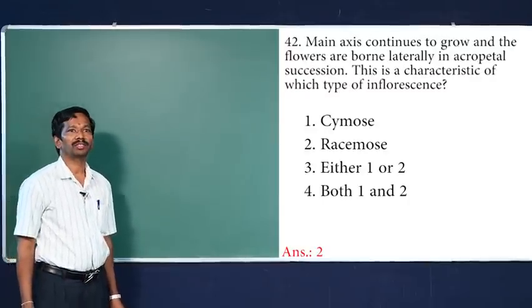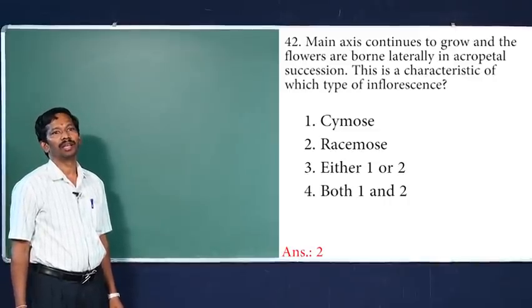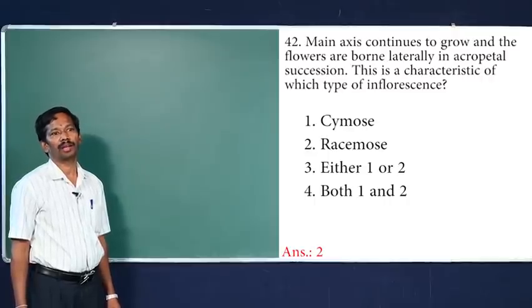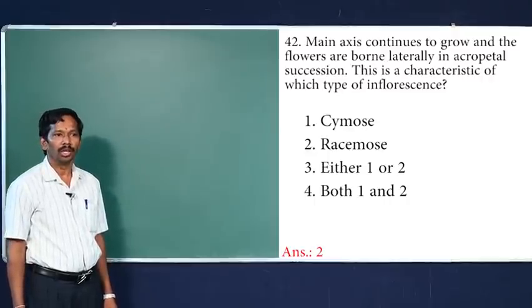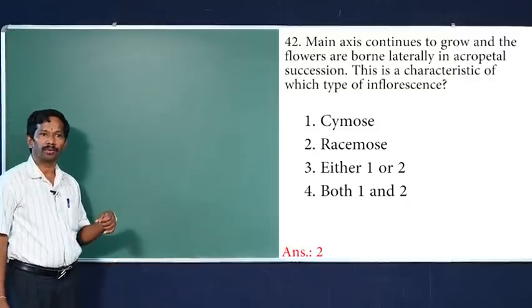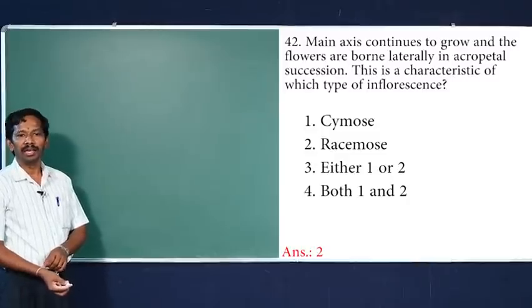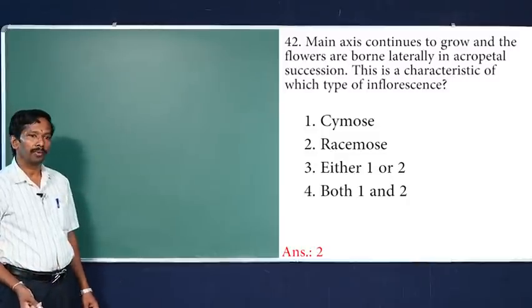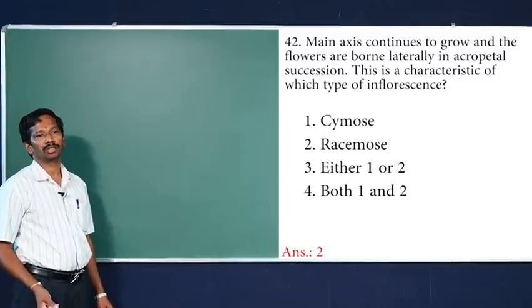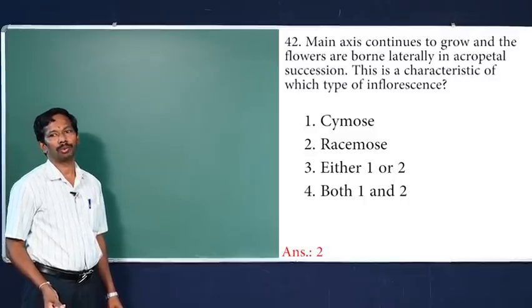42, main axis continues to grow and the flowers borne laterally in acropetal succession. This is characteristic feature of which type of inflorescence? Answer as already mentioned, option 2, that is racemose inflorescence, where older flowers at the base, younger flower at the top of the inflorescence, whereas in case of cymose inflorescence axis ends in the flower followed by lateral branches which also develops into new branches. So answer is 2 for question number 42.